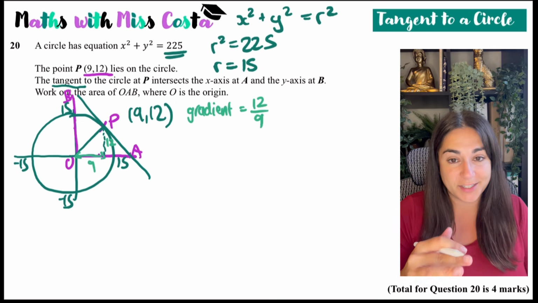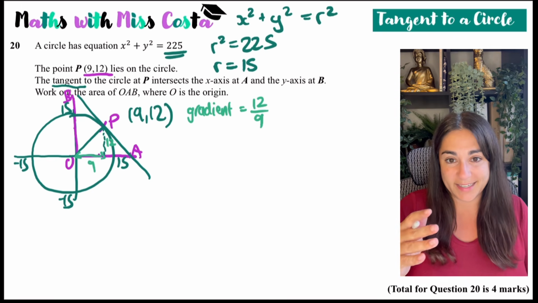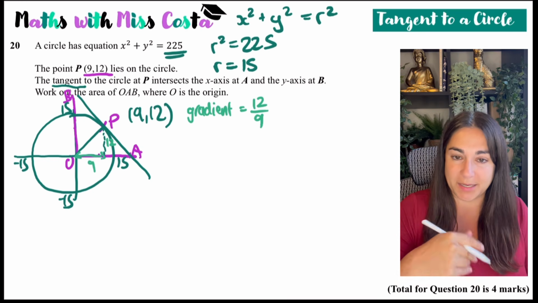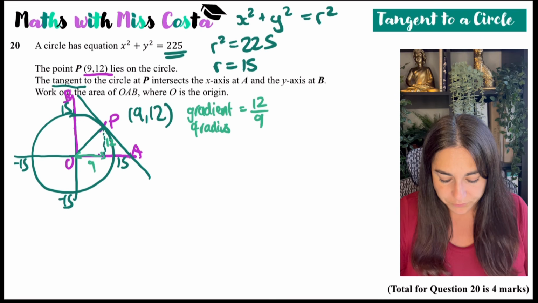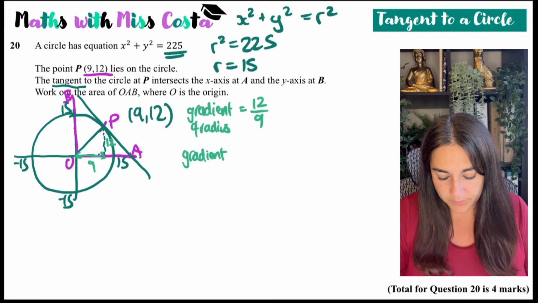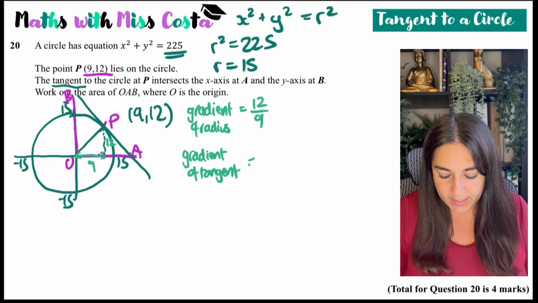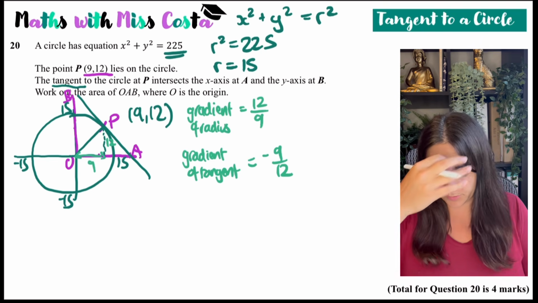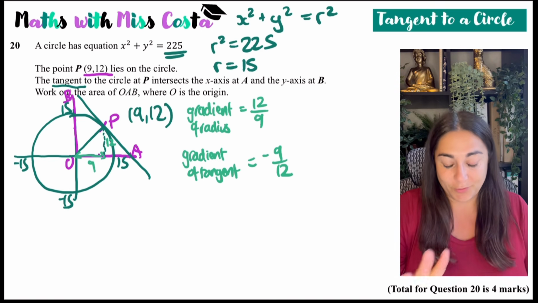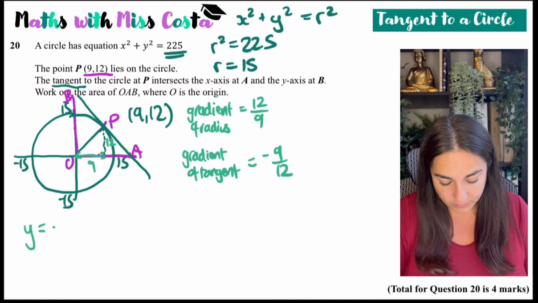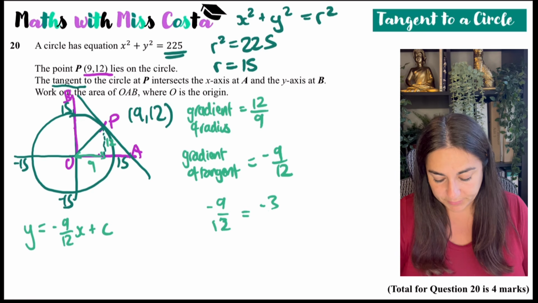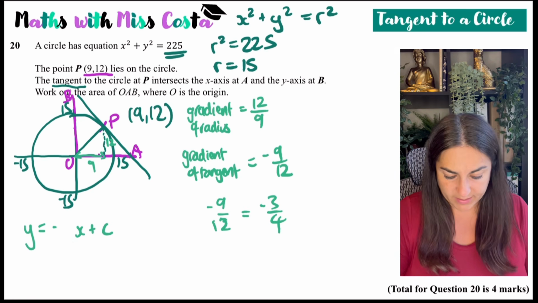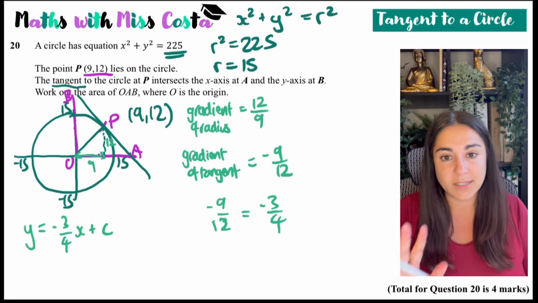Now I know that a radius and a tangent are perpendicular to each other, and perpendicular lines have gradients that multiply to make -1. So they're the negative reciprocal of each other. Therefore, the gradient of the tangent is going to be -9 over 12. So reciprocal, you just flip it over. So I've got the first part of my equation of the tangent: y equals -9 over 12 x plus c. Actually, I could simplify that. -9 over 12, if I divide it by 3, is -3 over 4. So I can change that to make my calculations a little bit easier. You don't need to do that, it's just an option.